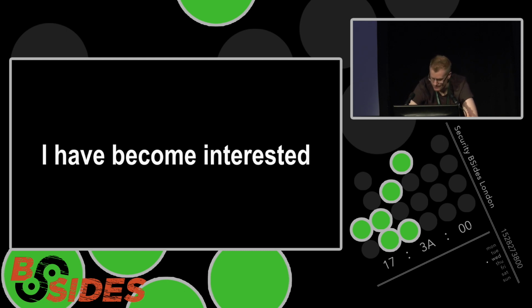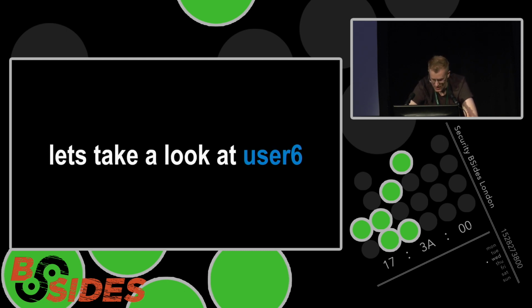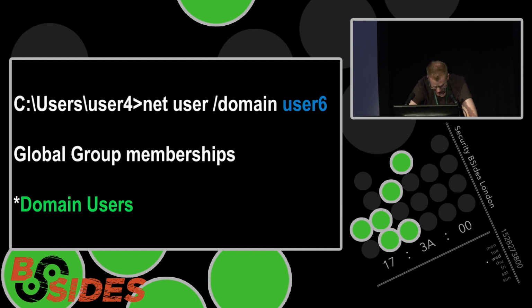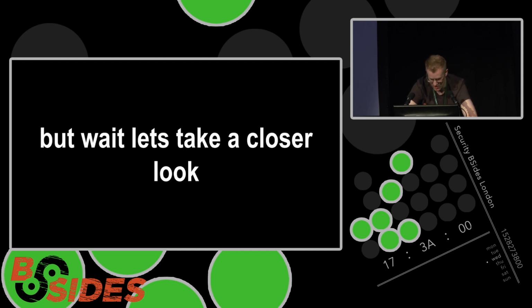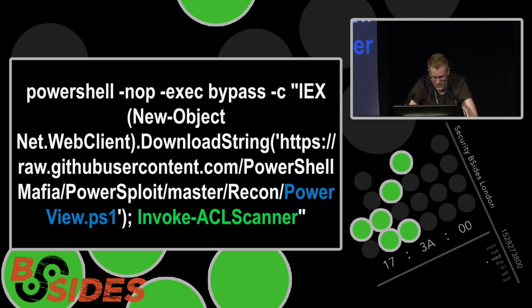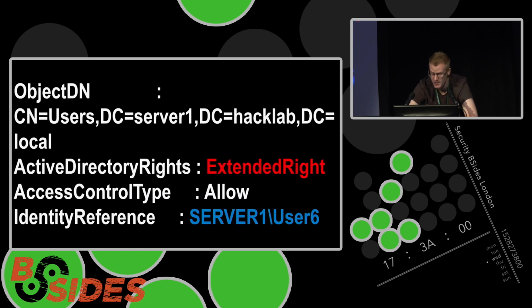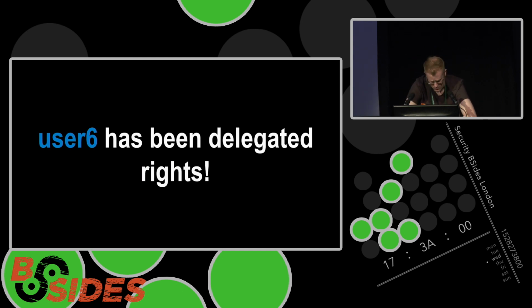Right. So let's go back to the domain users. Let's take a look at user 6. User 6 is just a domain user. There you go. You're a loser. You've got no rights. But wait, let's take a closer look. Using the Invoke ACL scanner, again just copying and pasting this in, it will go off and show you all the users that have got extended rights. So we know that user 6, you can see there, does it say user 6 anywhere? Yeah, it does at the bottom, user 6, extended rights. So we know they've been delegated rights, or they can do something.